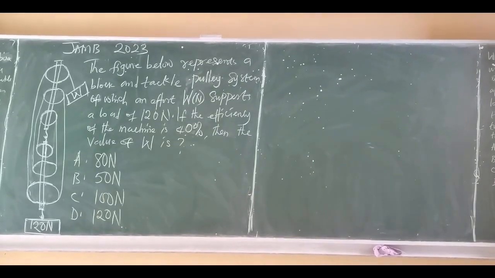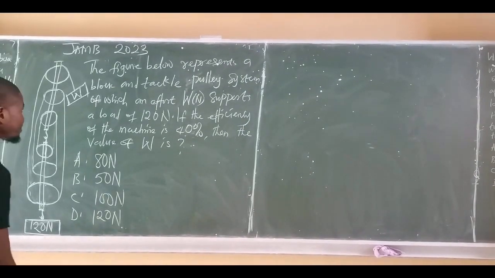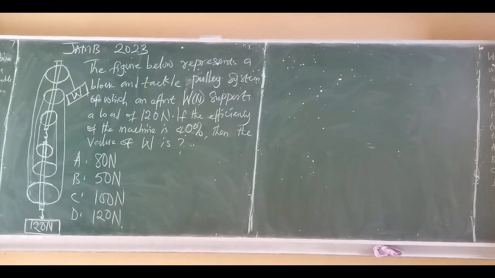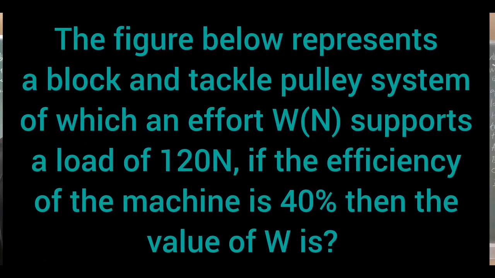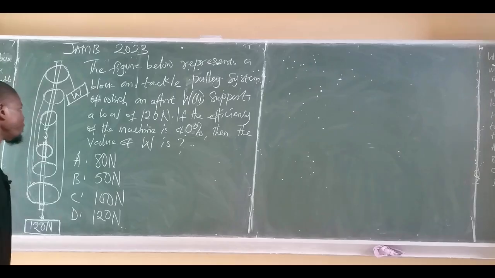Okay, so let's consider this other question. This is a JAMB 2023 exam question, still on machines. The question says, the figure below represents a block and tackle pulley system in which an effort W newtons supports a load of 120 newtons. If the efficiency of the machine is 40%, then the value of W is... So we are being asked to find the value of W.